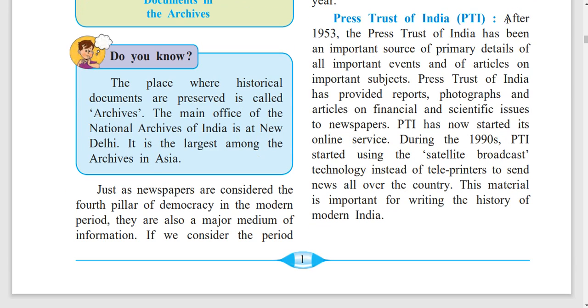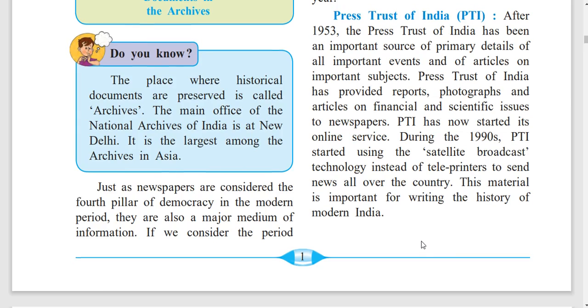Press Trust of India (PTI). After 1953, the Press Trust of India has been an important source of primary details of all important events and of articles on important subjects. Press Trust of India has provided reports, photographs, and articles on financial and scientific issues to newspapers. PTI has now started its online service. During the 1990s, PTI started using satellite broadcast technology instead of teleprinters to send news all over the country. This material is important for writing the history of modern India.